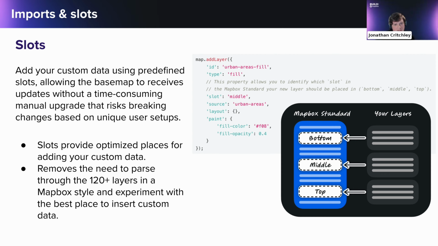So with slots, you place the layer in the correct position directly in your style and no longer have to worry about this. By abstracting the core layers at Mapbox, we gain the flexibility to optimize, refactor, and evolve the map's underlying structure without fear of breaking user styles. So it's a great benefit for everyone. And this primarily allows us to iterate faster and deliver improvements more consistently.